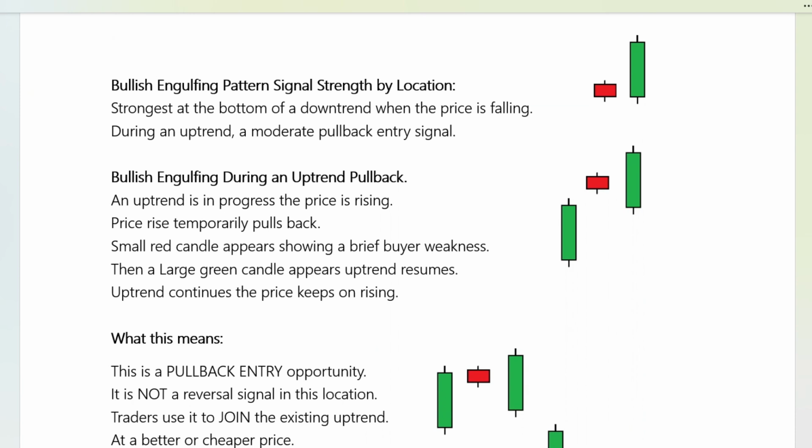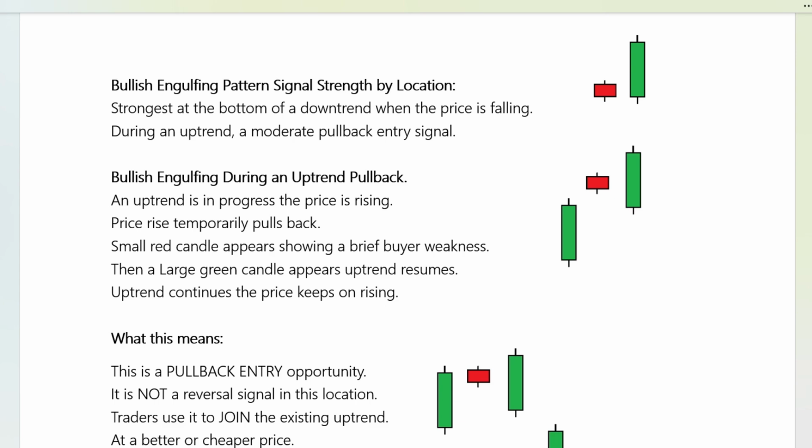Strongest at the bottom of a downtrend when the price is falling. During an uptrend, a moderate pullback entry signal. Bullish engulfing during an uptrend pullback. An uptrend is in progress, the price is rising. Price temporarily pulls back.